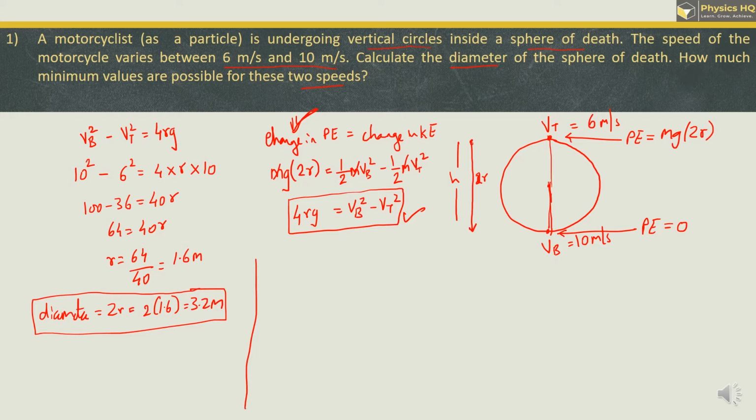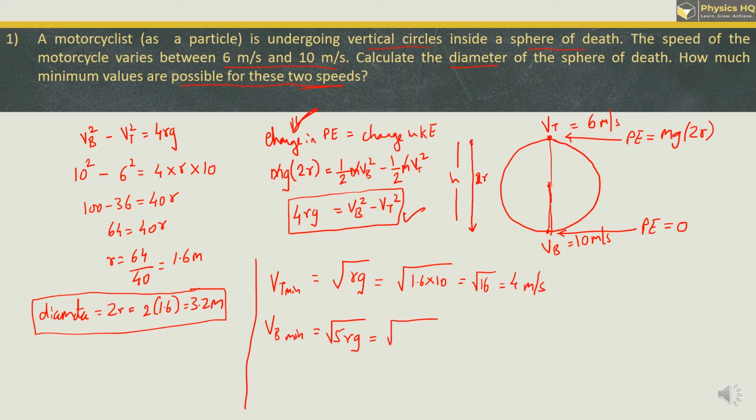Second, they have asked how much are the minimum values possible for these two, means velocity at top minimum value and velocity at bottom minimum value. Let me tell you the formulas. Minimum velocity at the top is given by root of rg, and minimum velocity at the bottom is given by the formula root of 5rg. Okay, so r we got as 1.6, and 10 is g value, so it becomes root of 16, which is 4 meter per second.